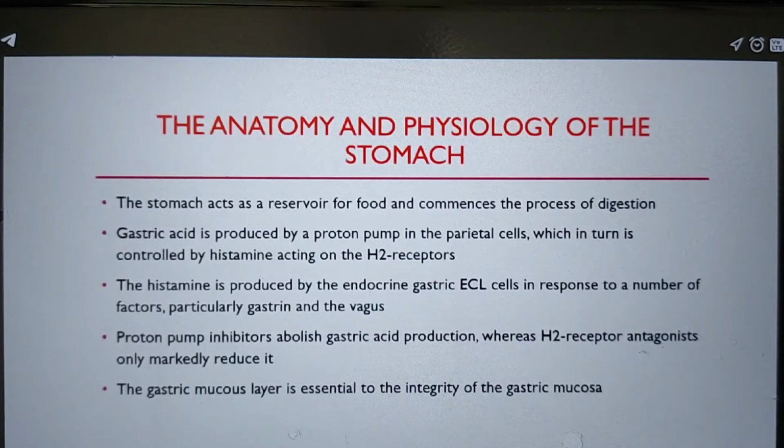The histamine is produced by the endocrine gastric ECL cells in response to a number of factors, particularly gastrin and also the vagus. The proton pump inhibitors abolish gastric acid production, whereas the H2 receptor antagonists only markedly reduce it, and these two are the medical treatment that will be given for peptic ulcer patients. And then the gastric mucous layer is essential to the integrity of the gastric mucosa.